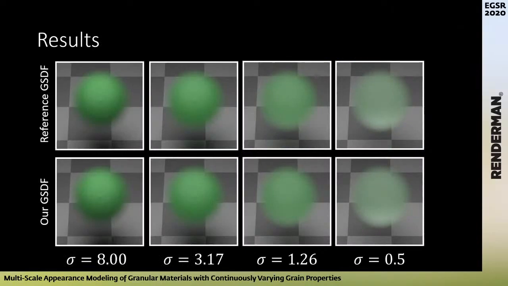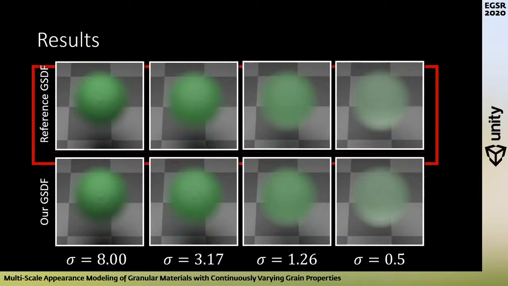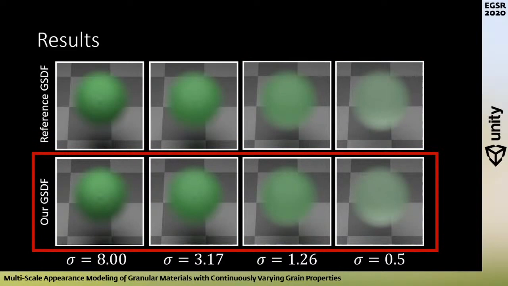Finally, let's look at some results. This one shows validations of our pre-computed GSDFs. On the first row, the reference GSDF is computed using Mueller's method, and pre-computation needs to be repeated for different grain optical densities. On the second row, results obtained using our first-order approximation closely match the references, and the same pre-computation can be shared across various grain densities.